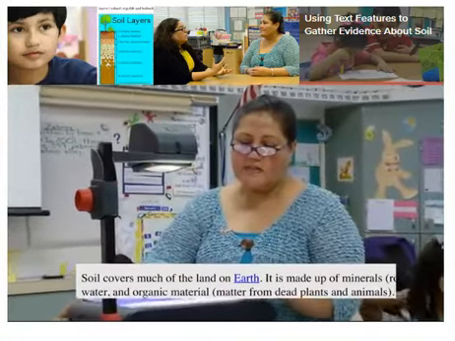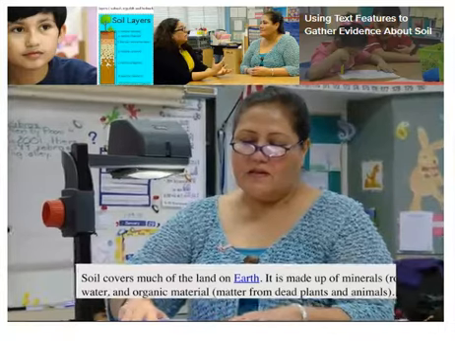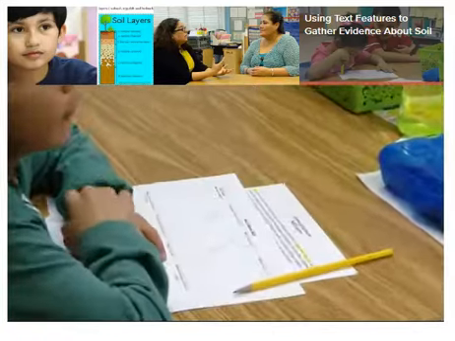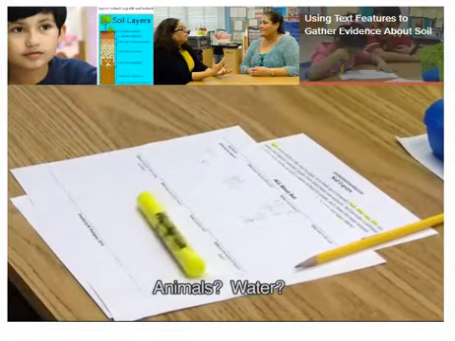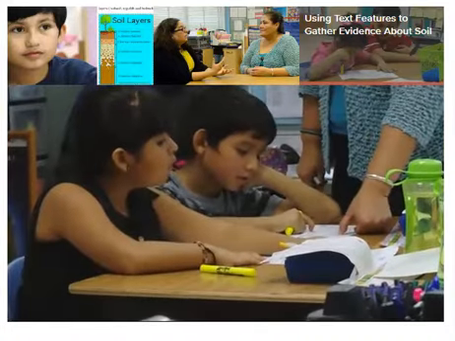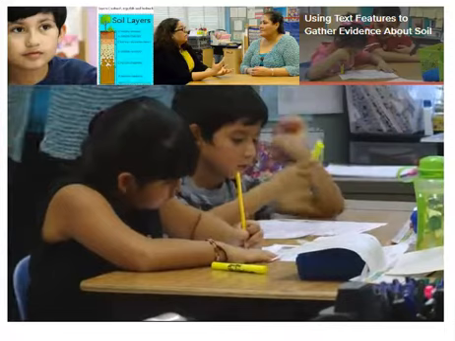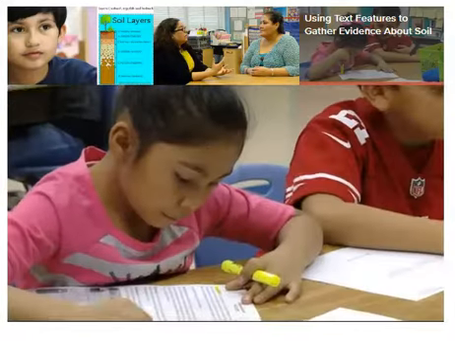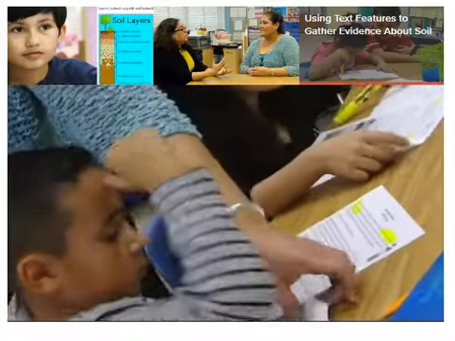And organic material, matter from dead plants and animals. So what is soil made of? Animals. There you go. Here's your evidence. You can highlight that. When you highlight, you are bolding information, your own selves. Show me your evidence.